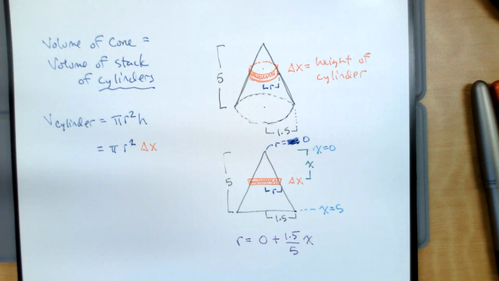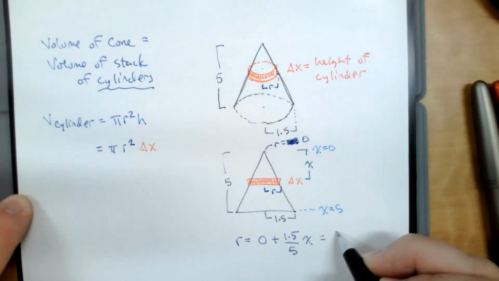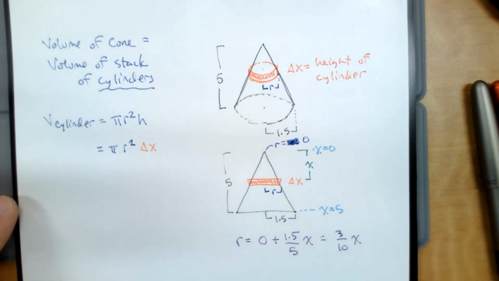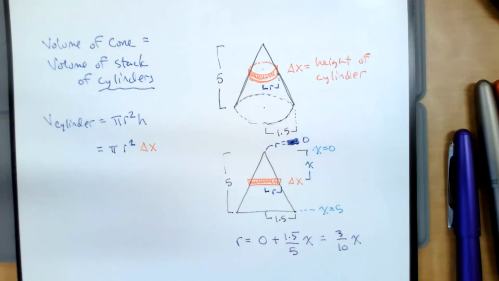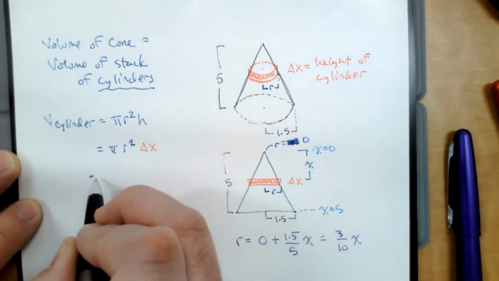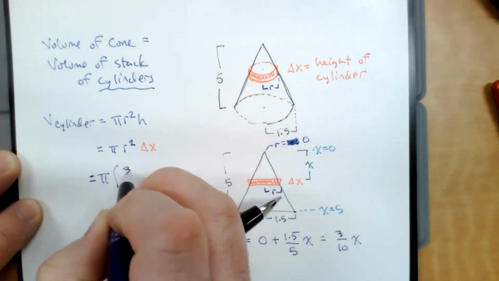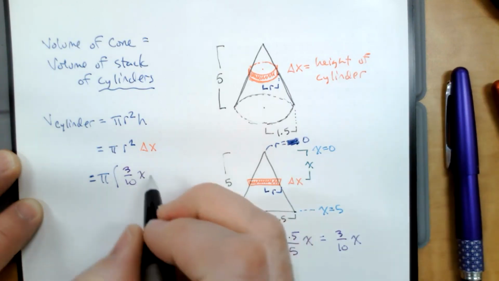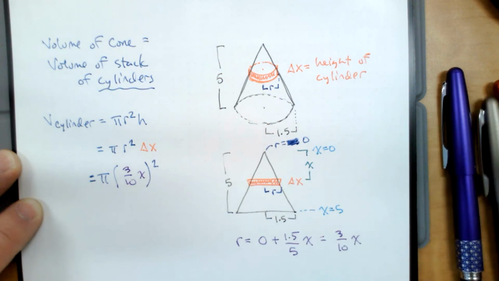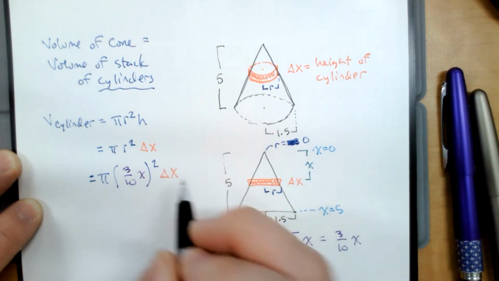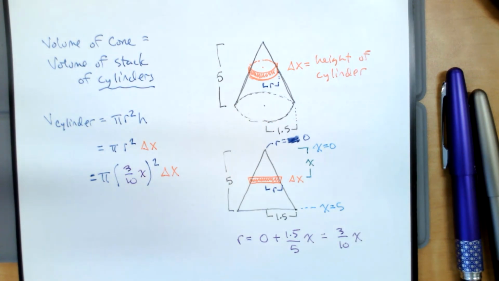That'd be a weird way to write 3/10, so let's not write it that way. So this is going to go in for the radius. The volume of one cylinder is pi times this radius, 3/10 x, squared. I just wrote down the volume of the cylinder, pi r squared h. h is my delta variable. Write r in terms of h.